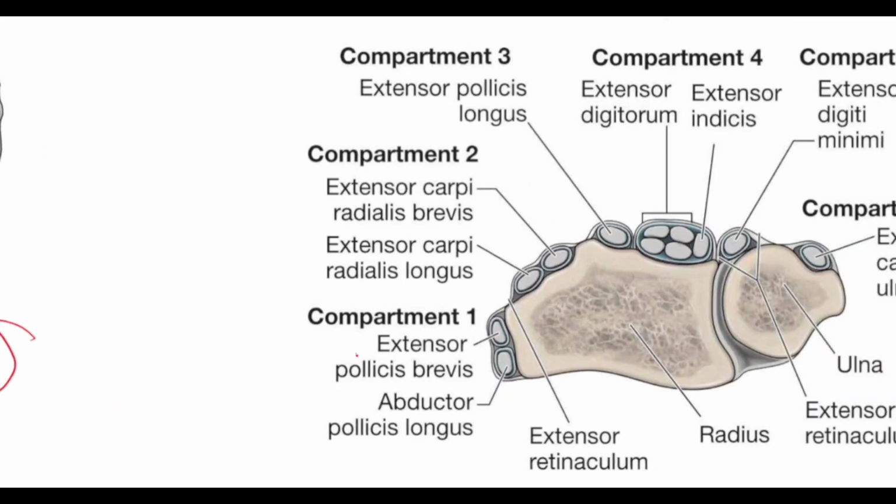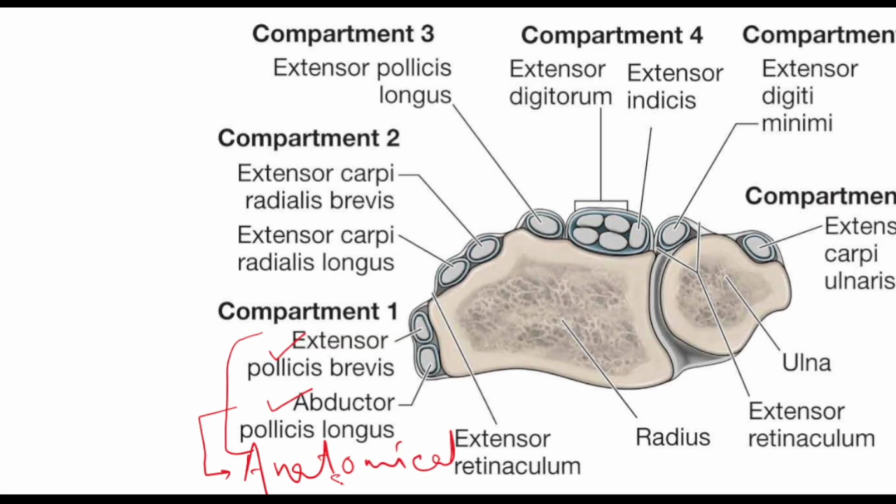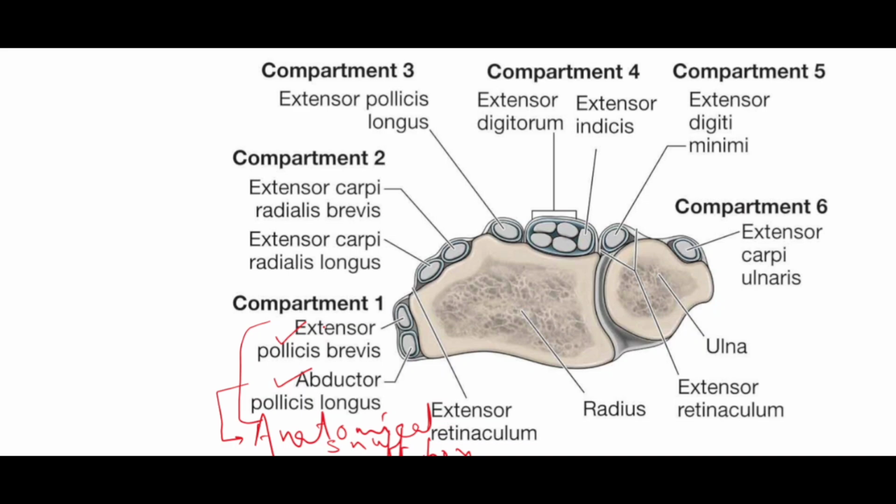Compartment 1 is the extensor pollicis brevis and abductor pollicis longus. These are the tendons of the anatomical snuffbox. The second compartment is the radialis one: extensor carpi radialis brevis and extensor carpi radialis longus. The third compartment is the extensor pollicis longus. Fourth one, we all know there are four digits, four tendons of digitorum, na? The fourth compartment comprises extensor digitorum and indicis. The fifth compartment, extensor digiti minimi. And the sixth one is ulnaris, extensor carpi ulnaris.